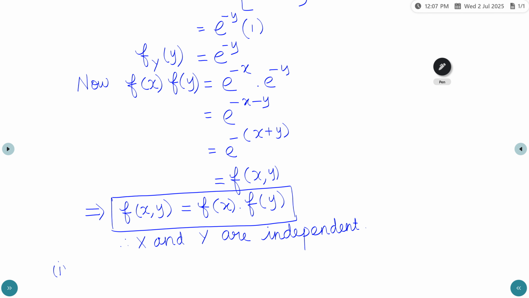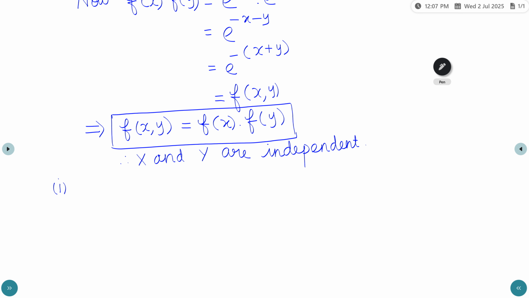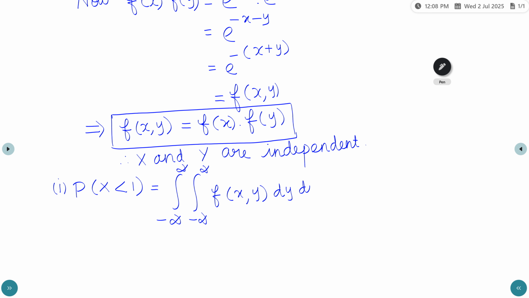The first one, we need to find P of X less than 1. Here X and Y are two variables, so two integrals, in general minus infinity to infinity, minus infinity to infinity, f of x comma y dy dx.